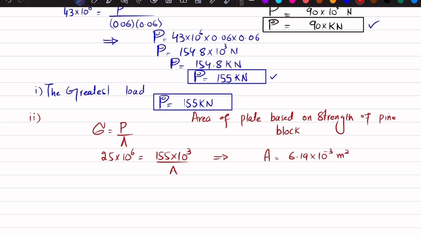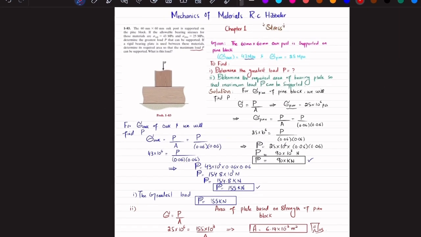So this is the answer of our second part. And that was all about this problem 1-83.